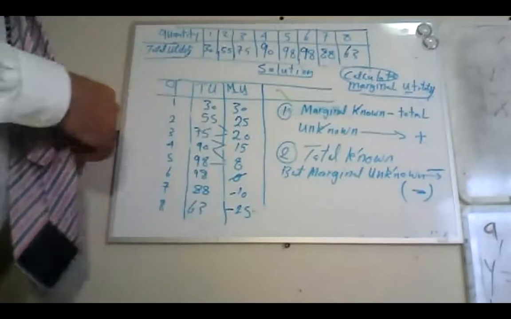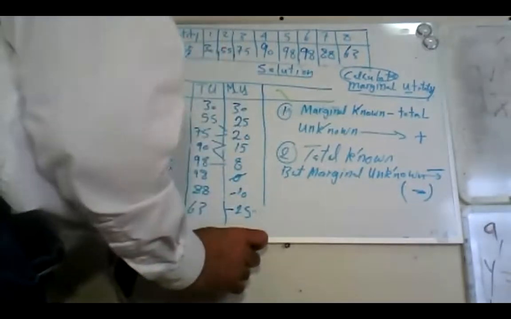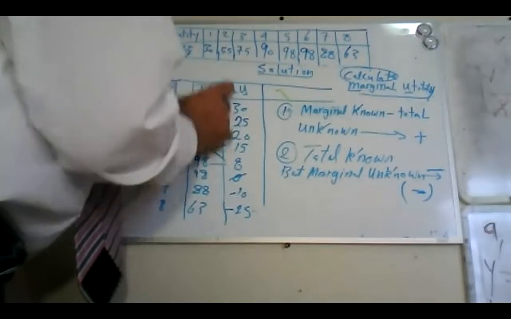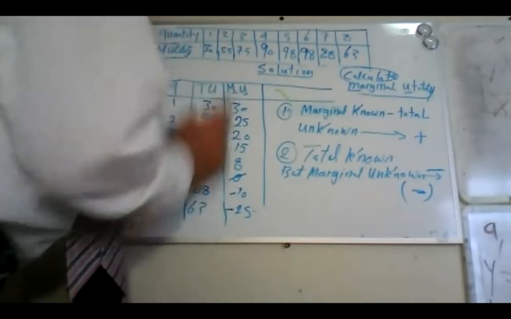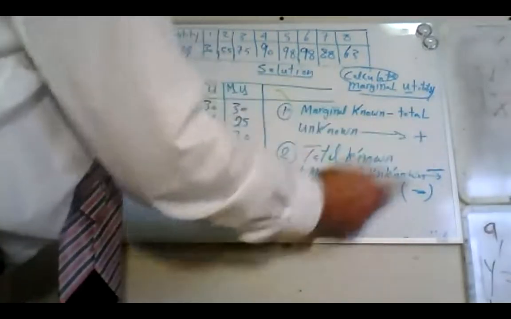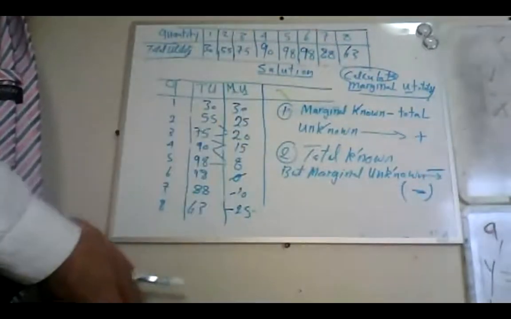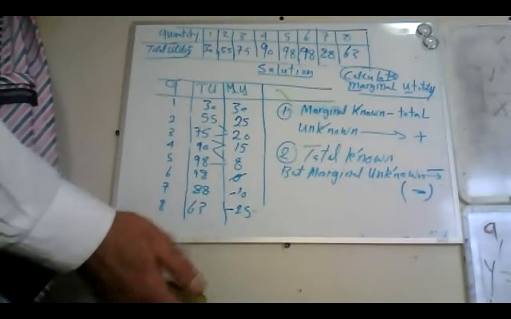So like I told you, if I give you the total and I ask you for the marginal, you will subtract. If I give you the marginal and I ask you to get the total, then you will add. Don't forget this relationship. The third point is how to draw or sketch the relationship between both of them, how to make the graph.